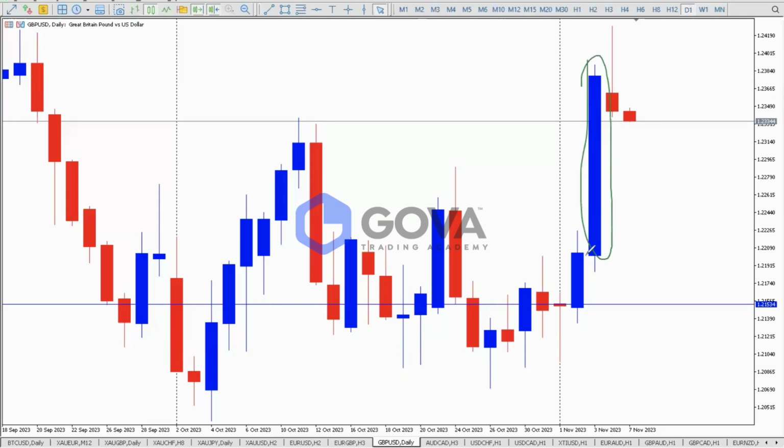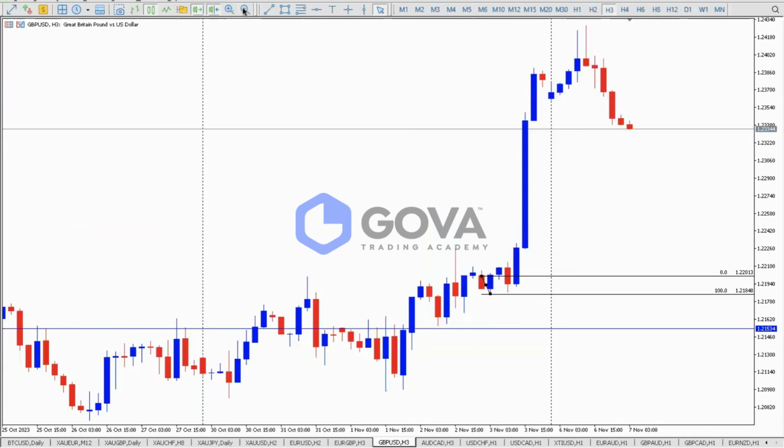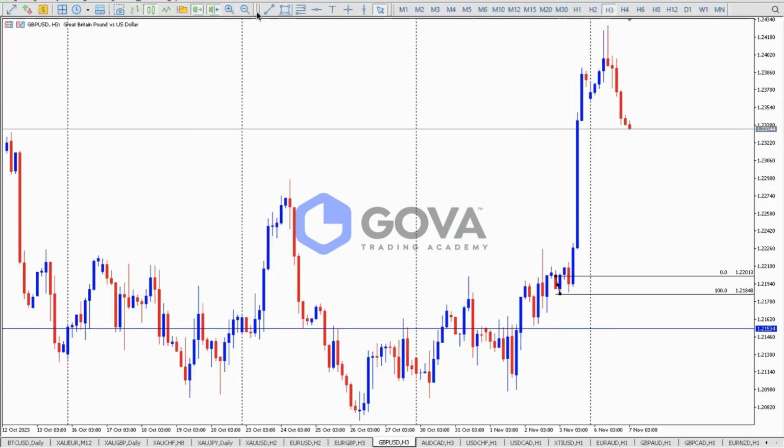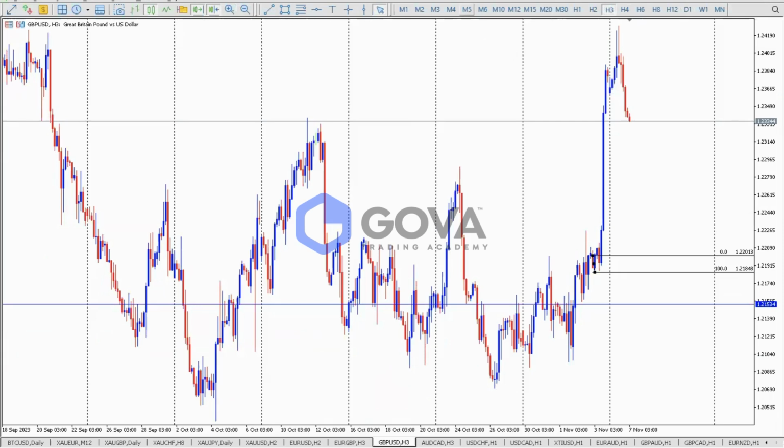Now, you need to highlight the demand side of the candle. The demand of the candle is here. Now, switch back to the H3 time frame. After switching back to the H3 time frame, I can clearly see that this is the zone. This is the zone of the candle.